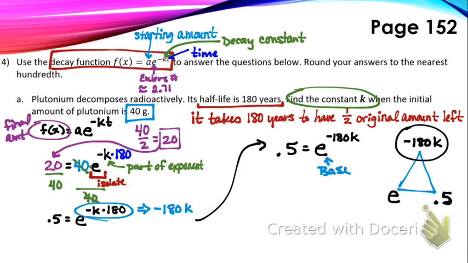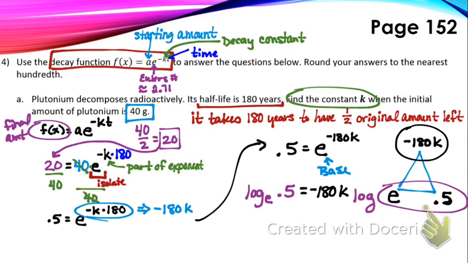So now I want to write this as a log. Log means I want these pieces here. So I'm going to have log base e of 0.5 is equal to my exponent. What's a better way of writing log base e? ln, natural log. So ln of 0.5 is equal to negative 180k. How do I get rid of that negative 180? Divide. I'm going to divide both sides by negative 180.